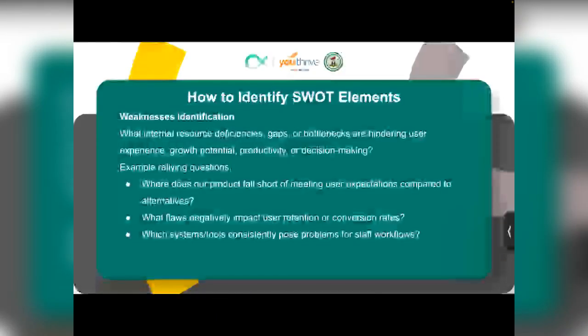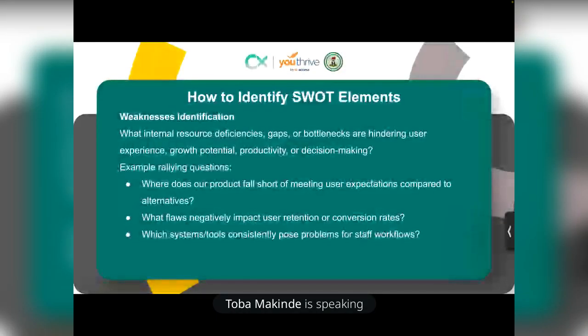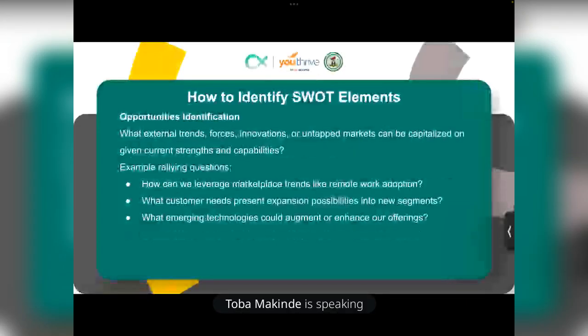What flaws negatively impact user retention or conversion rates? What systems and tools consistently pose problems for staff workflow? Your weakness could be the kind of tools that you're using, or how well people are able to use the tools that you're using to serve your users or customers.